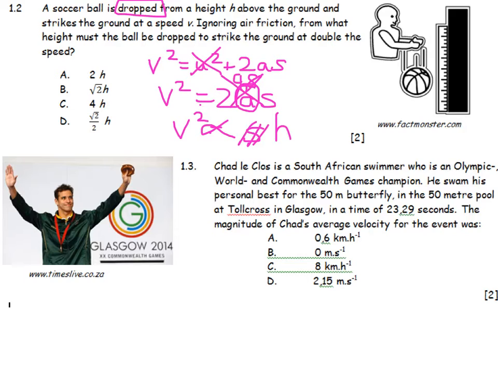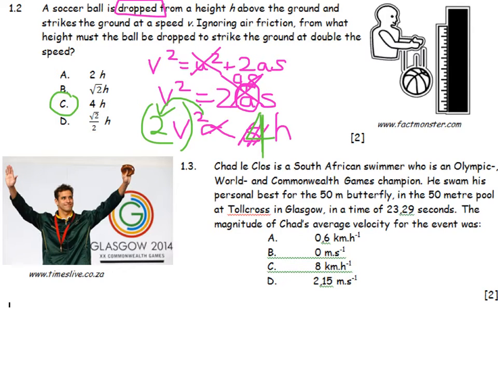So if I now need to double up this v, 2v, and it's going to be squared, what would have to happen to the h in order to keep them equal to each other is it would need to be 4 times the height, because you would have been squaring that 2 over there. So you land up with 4 times the height.